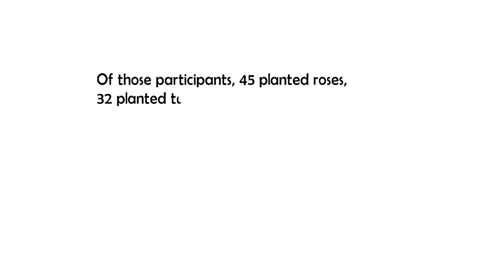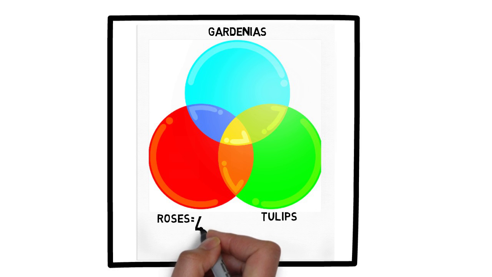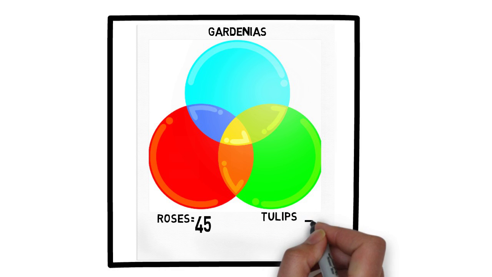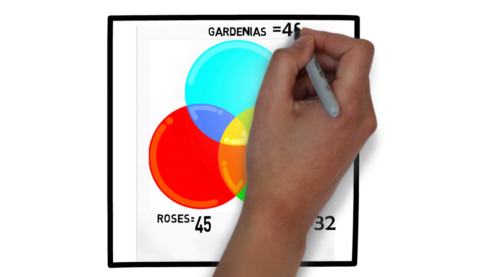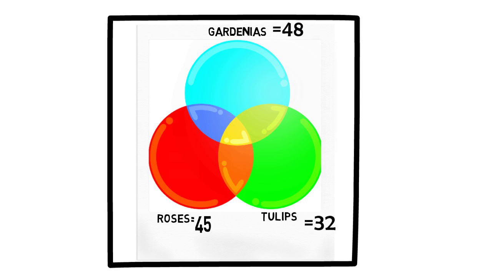Going back to our word problem, we see that a total of 45 homes planted roses. So we will add equals 45 to our Venn diagram next to the word roses, and equals 32 next to tulips, and then equals 48 next to gardenias. Okay, now we have our sets labeled with the group names and their totals.